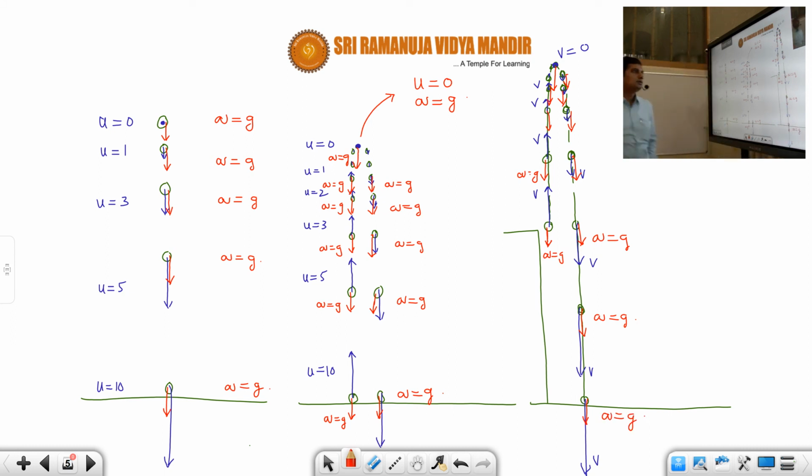This is called as the photo diagram. Okay, students. So just by seeing the photo diagram, you can easily know what is the velocity, what is the speed, and what is the acceleration. Okay, students, in all these cases, like this you should analyze. This should be in your mind before solving any problem.